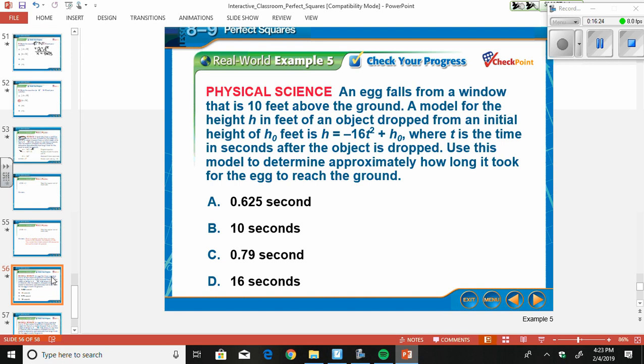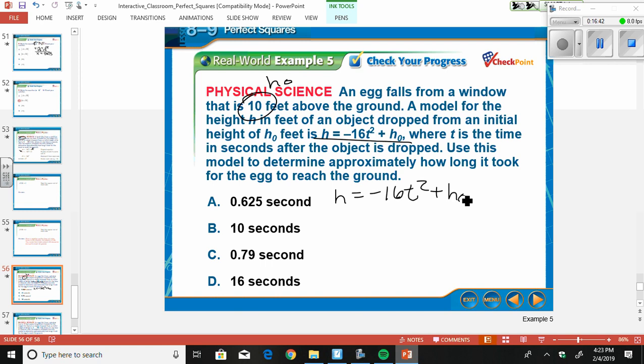So an egg falls from a window that is 10 feet. So here is our initial height above the ground. A model for the height h in feet of an object dropped from an initial height of h sub 0 feet is h equals negative 16 t squared plus the initial height, where t is the time in seconds after the object is dropped. Use this model to determine approximately how long it took the egg to reach the ground. The ground is at 0.